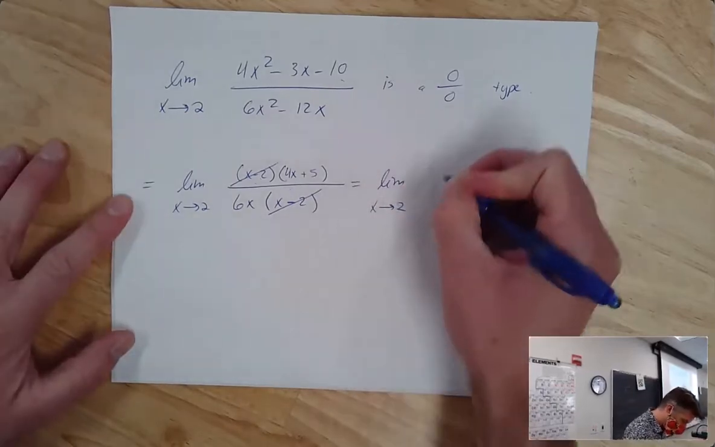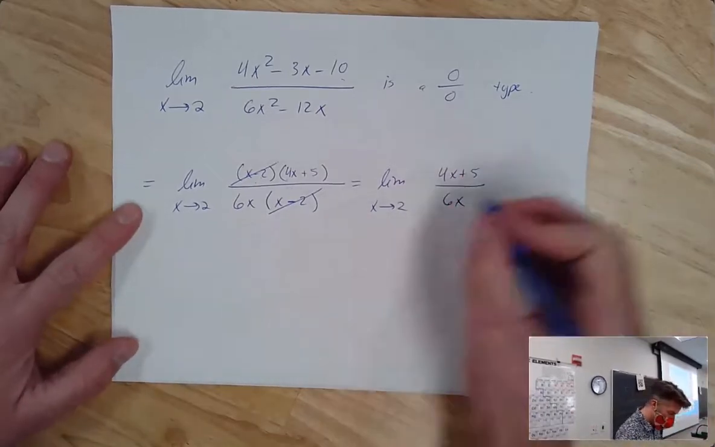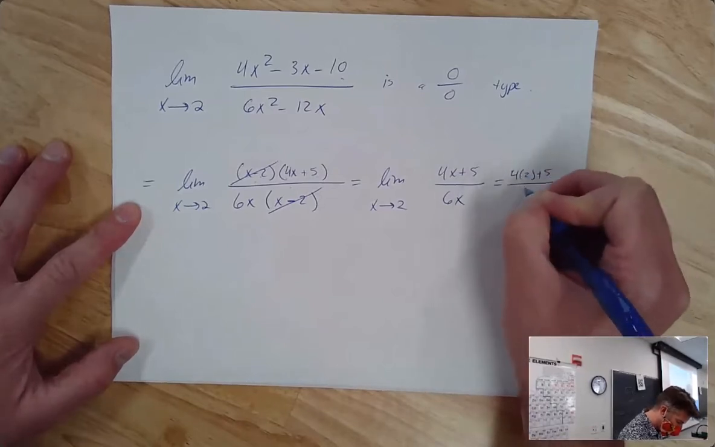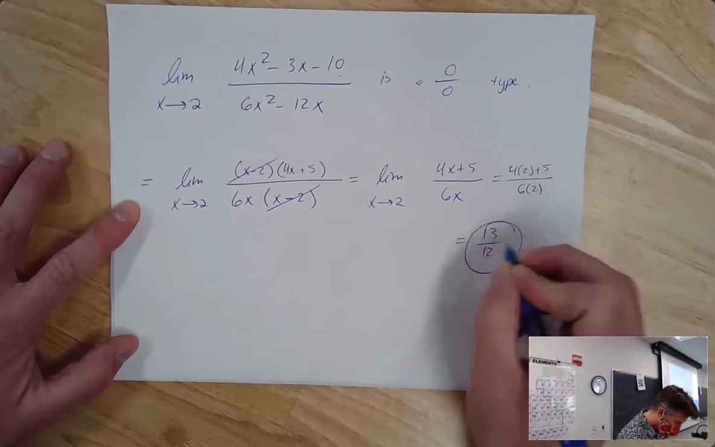The limit as x approaches 2 of 4x plus 5 over 6x. And then you just jam a 2 in there. And you get 4 times 2 plus 5 over 6 times 2, which is 13 over 12. And that's your limit.